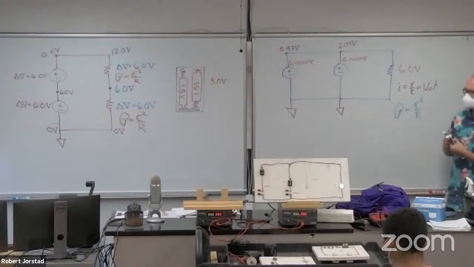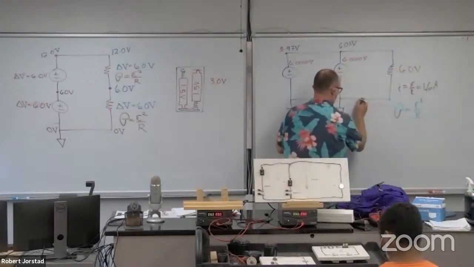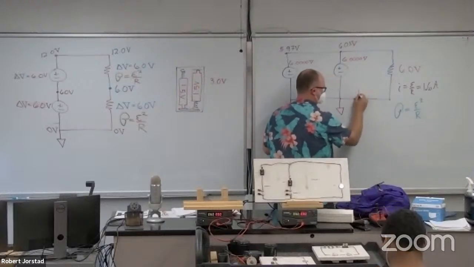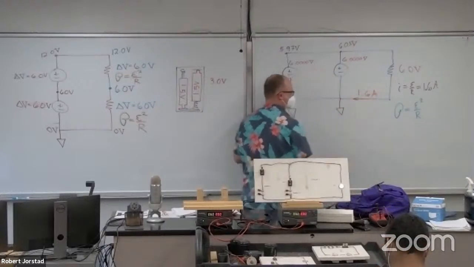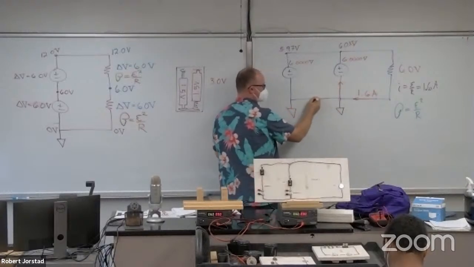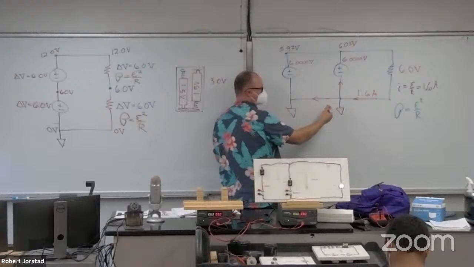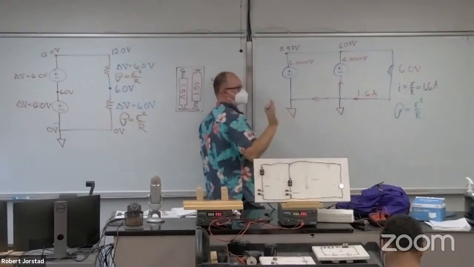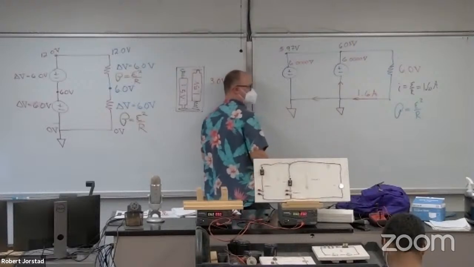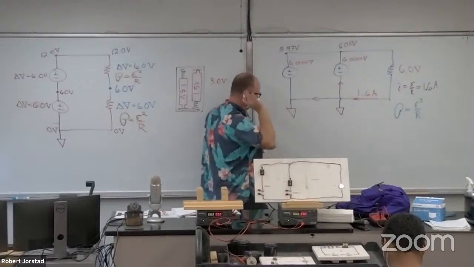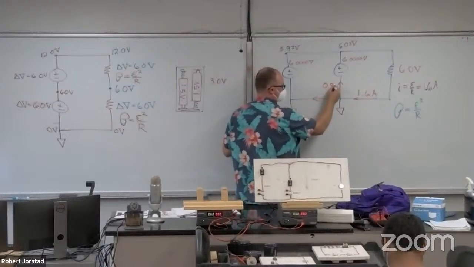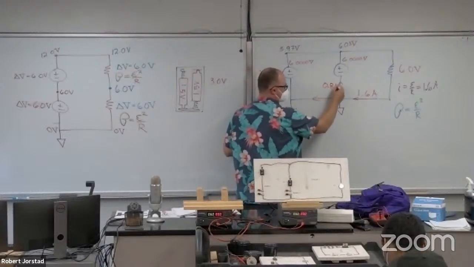Well, now tell me what's happening here. If I have 1.6 amps going this way, how much should I have in each of these branches? 1.6 coming in, how much should be going up and over here if it's ideal? What's that? 0.8. We expect each battery to split the current, right?